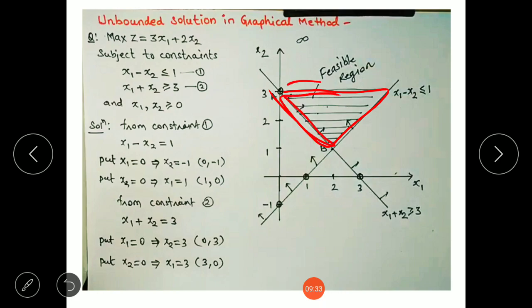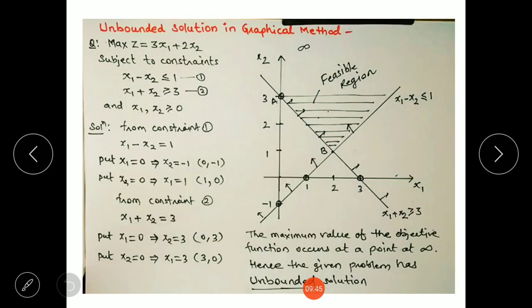It will keep on increasing. As we keep on continuing the line, the overlapping area will keep on increasing. So this type of solution is an unbounded solution. Here the maximum value of the objective function occurs at a point at infinity. Hence this type of problem has an unbounded solution, which means there is no limit. It will keep on increasing, and the feasible region keeps on increasing.